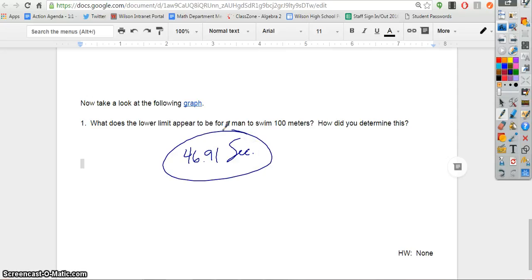As we define what a limit is, you'll actually see that that's going to be a little different. But that's all you're supposed to do for the first section.